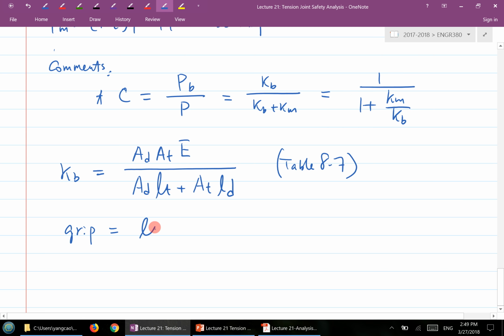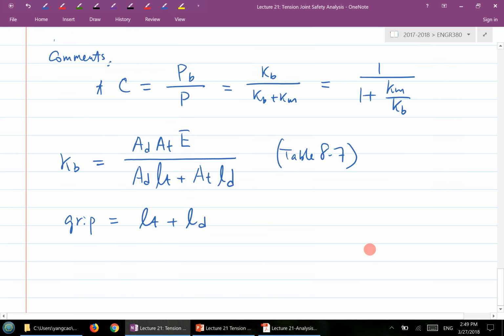So grip is basically LT plus LD. So the portion of unthreaded plus the portion of the threaded within the members, within the clamps, bolts, and the head. Then this is the grip here, right? It's the grip. Okay.